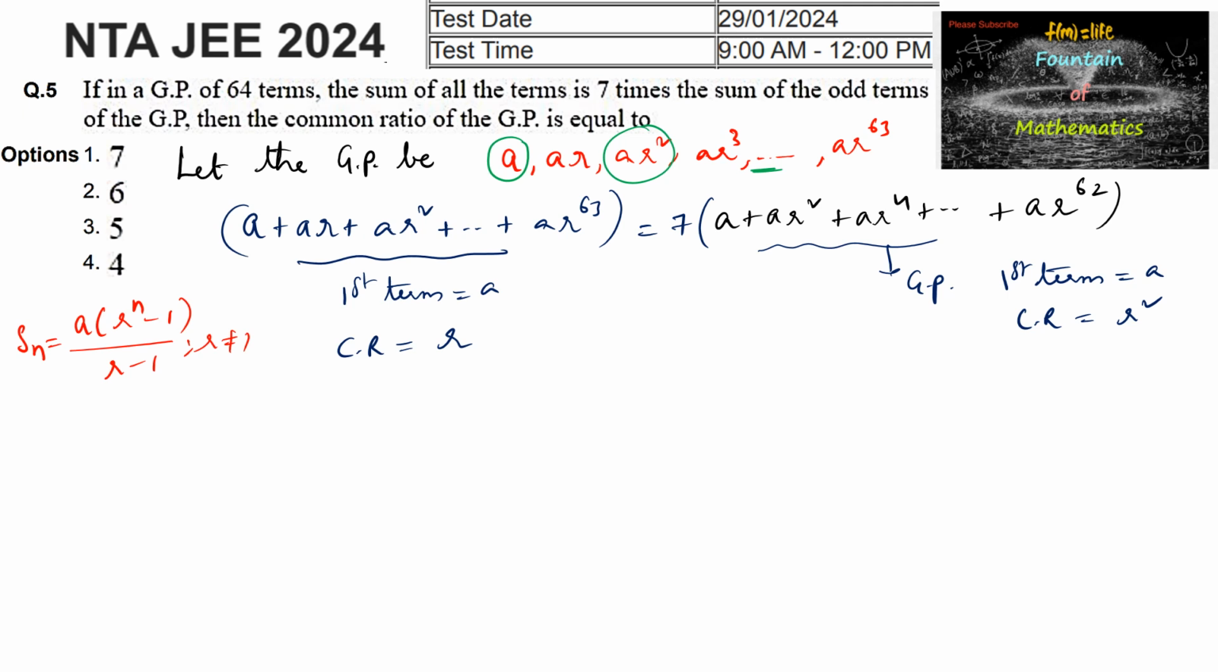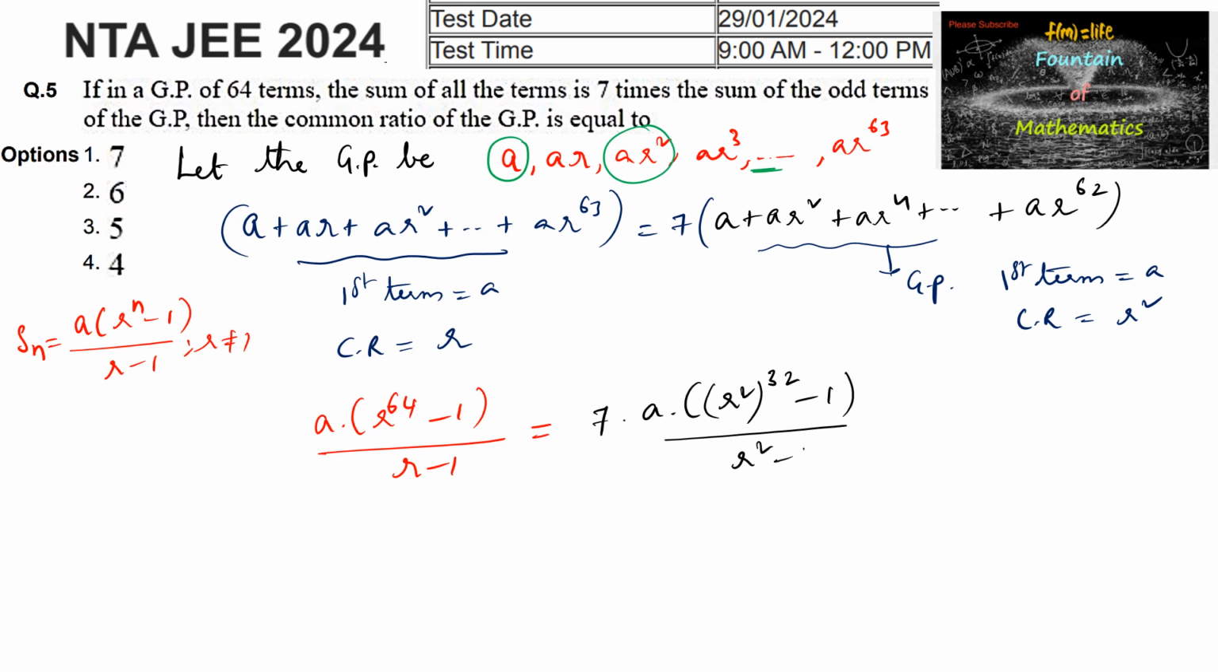So here the sum to n terms in GP is a into r to the power of, total how many terms are there? 64 terms. r power 64 minus 1 divided by r minus 1 is equal to 7 times, and here the first term is a and r square to the power of total 32 terms, so r square whole power 32 minus 1 divided by r square minus 1.